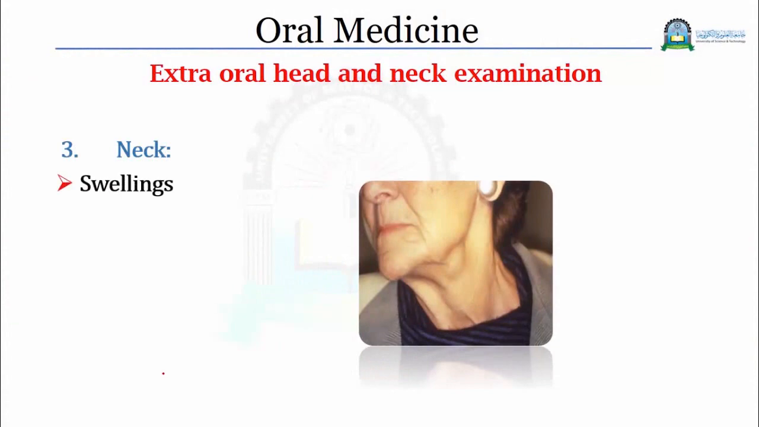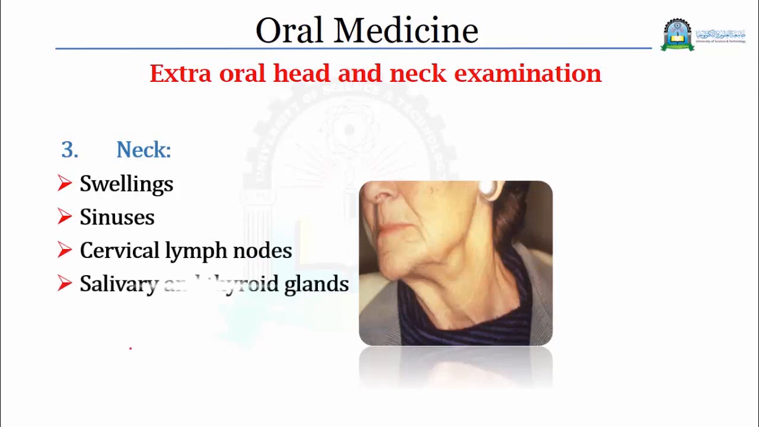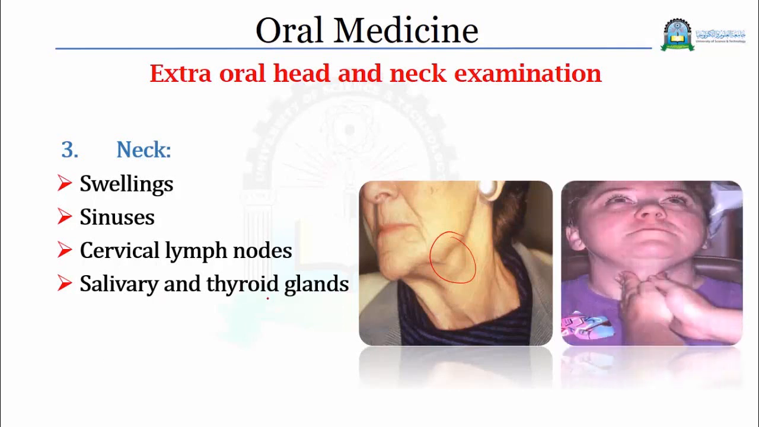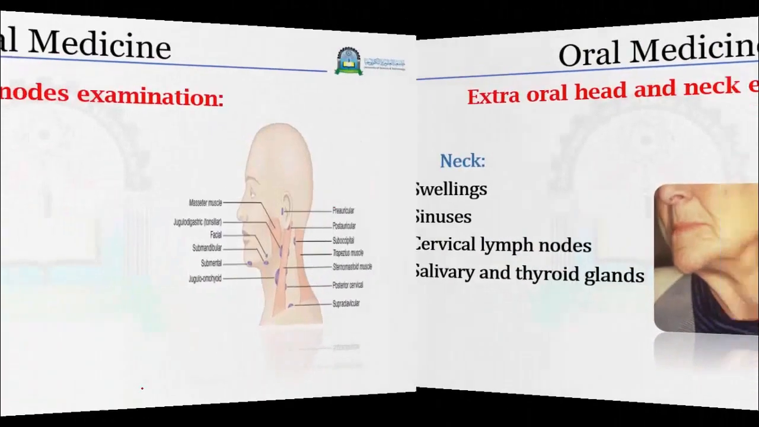Number 3 in the extraoral head and neck examination is the swelling in the neck. We will assess the neck for any swelling, sinuses, cervical lymph nodes, salivary glands, and thyroid. This patient complained of swelling at the neck that may indicate a cyst, a cervical lymph node, or lymphadenopathy. Also, we need to examine the salivary glands and the thyroid gland. This is how to examine the thyroid gland: instruct the patient to swallow and put both hands over the thyroid cartilage.